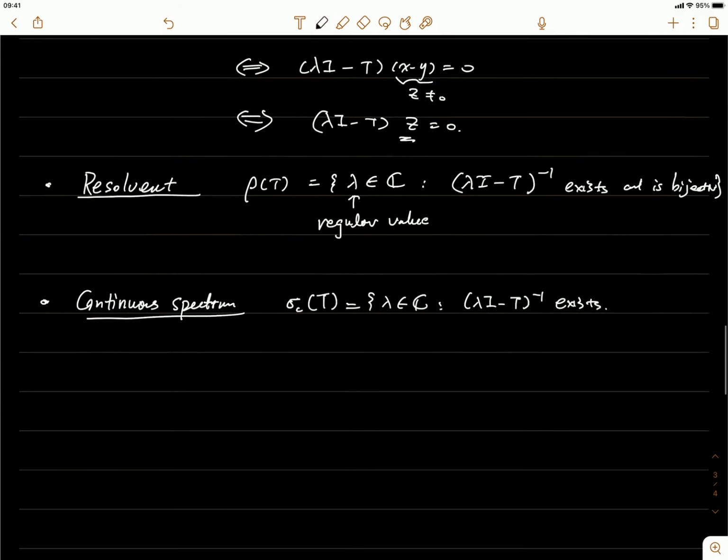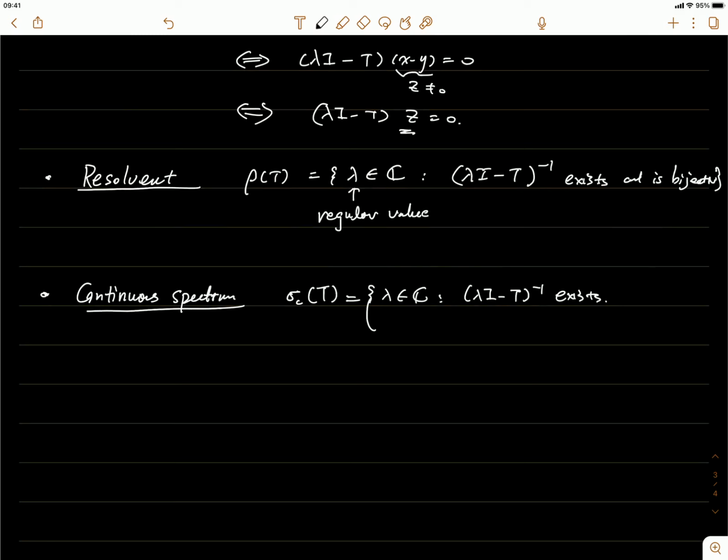In this case, lambda I minus T applied to D is just a proper subset of X. Sorry, this should be D. But this proper subset is dense in X. That means if you take a closure, you will get X. So although the image itself is only a proper subset, when you take its closure it becomes X. In this case, lambda is in the continuous spectrum. Okay, so that's one case.